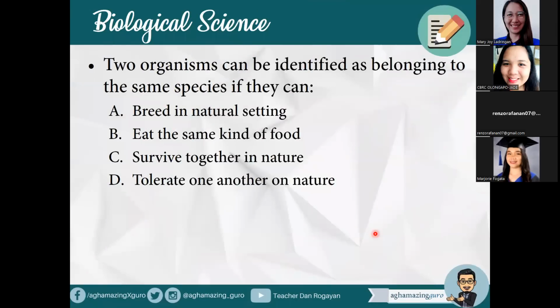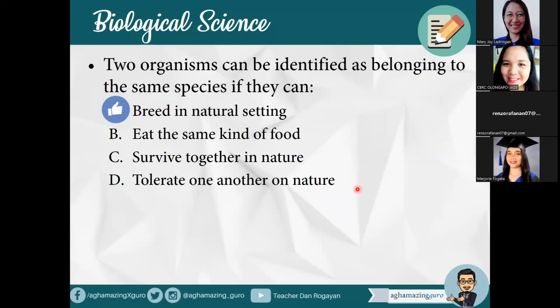Okay. So next, two organisms can be identified as belonging to the same species if they can A, breed in natural setting, B, eat the same kind of food, C, survive together in nature, D, tolerate one another in nature. This is very easy also. That is letter A. That's correct. So a lot of you answered it right. So breed in natural setting.